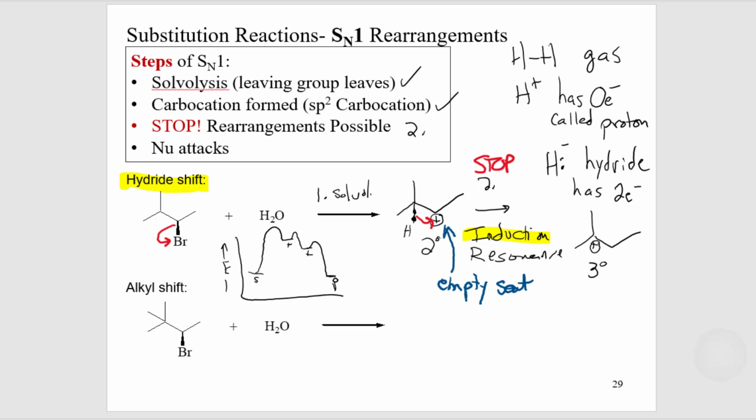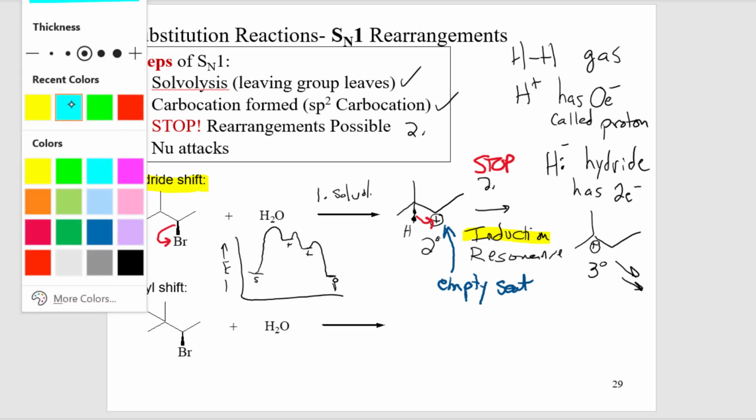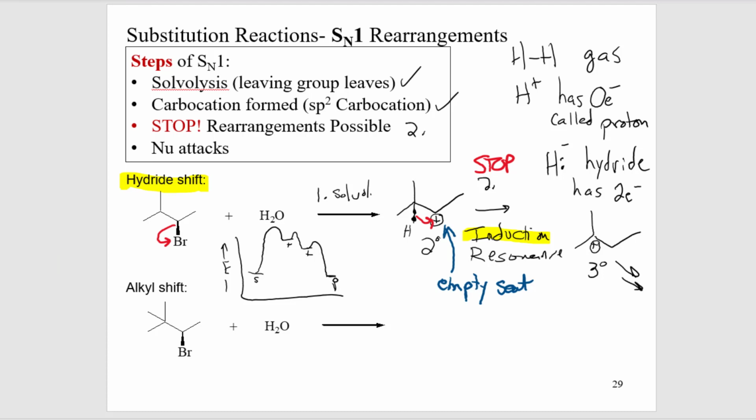Okay, so then we would continue on, but I'm not going to finish this one out. Front and backside attack of the water at that carbocation. But the key here is that we actually made a more stable carbocation. Sometimes, however, a hydride doesn't exist next door, or a hydrogen doesn't exist next door, and so we do the next best thing, which is an alkyl shift.